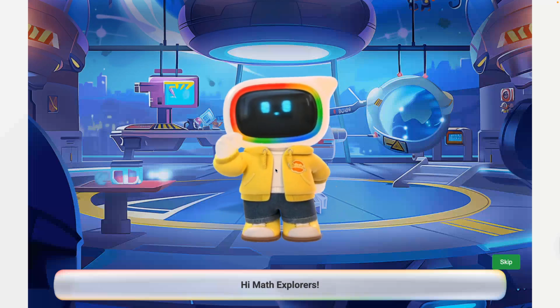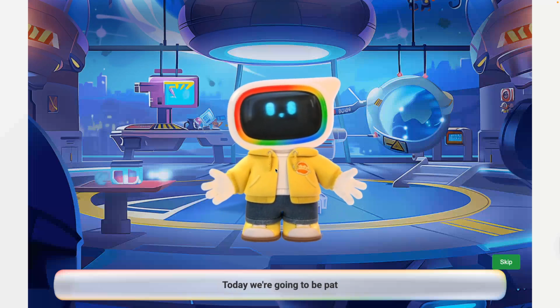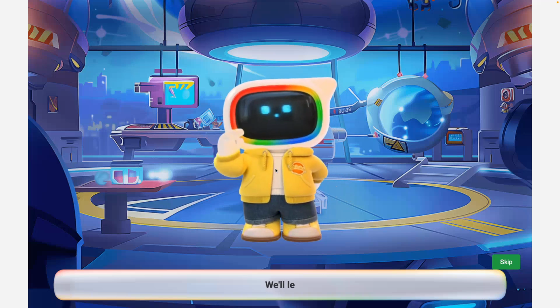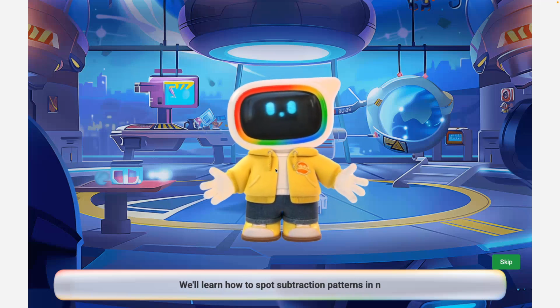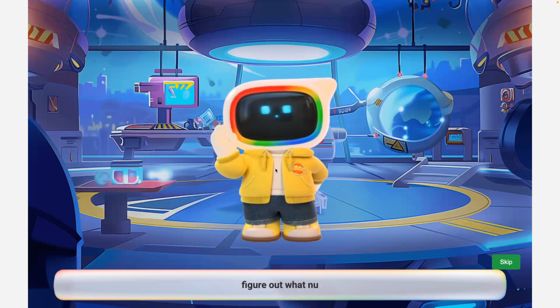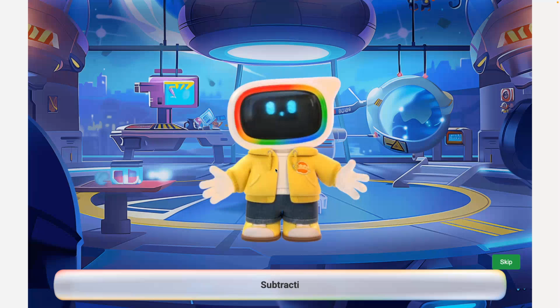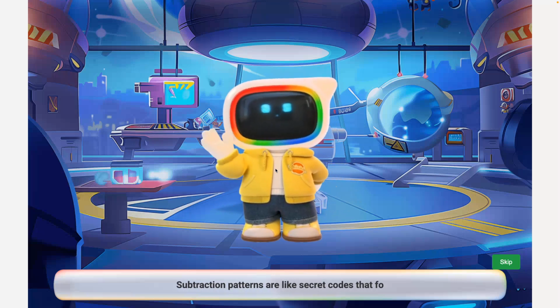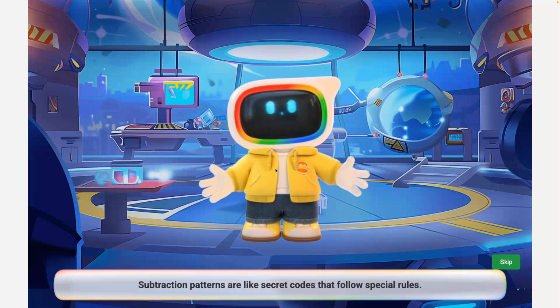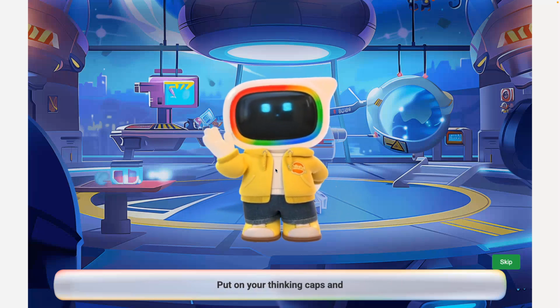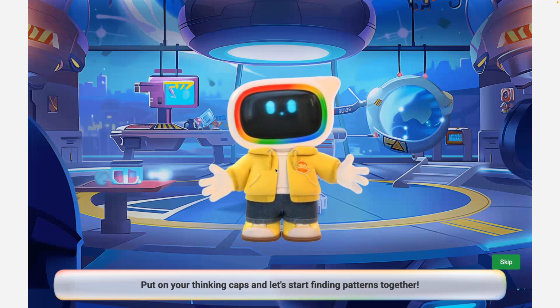Hi, Math Explorers! Today, we're going to be pattern detectives. We'll learn how to spot subtraction patterns in numbers and figure out what number comes next. Subtraction patterns are like secret codes that follow special rules. Put on your thinking caps and let's start finding patterns together.